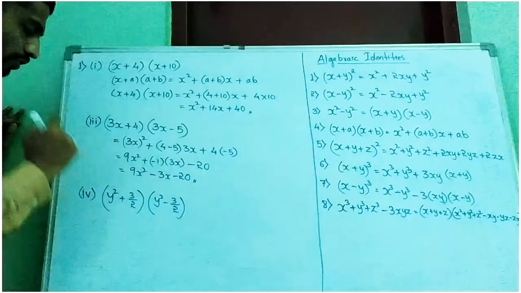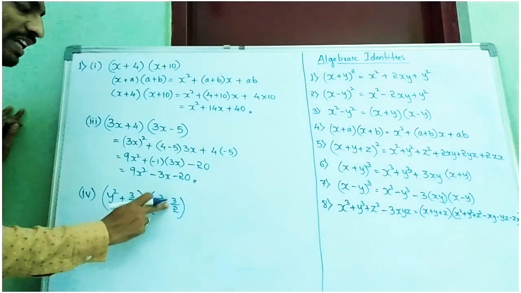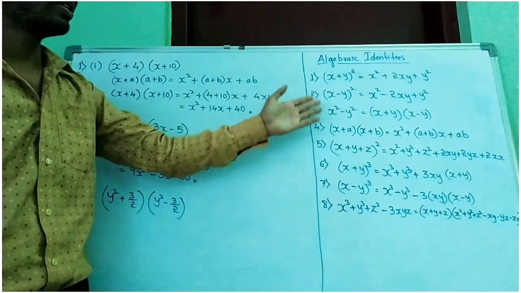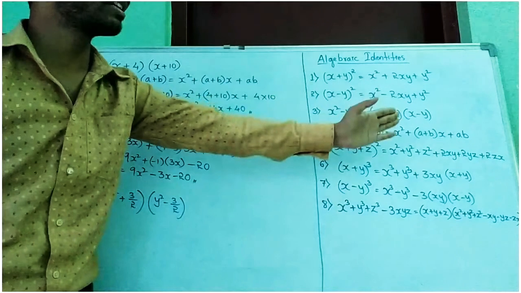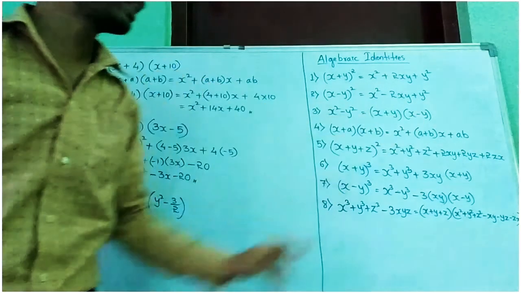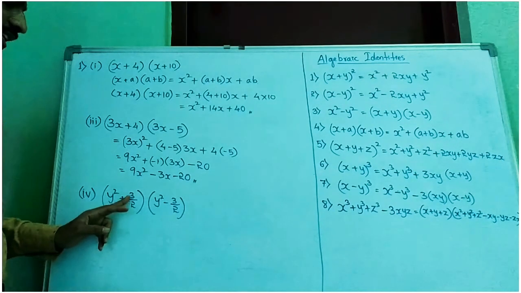Now the fourth problem. Here (y² + 3/2)(y² - 3/2). Which identity do we have to use here? Seeing the identities, see the answer of that identity: (x + y)(x - y). Is it similar to here? In place of x they are taking y², in place of y they are taking 3/2.